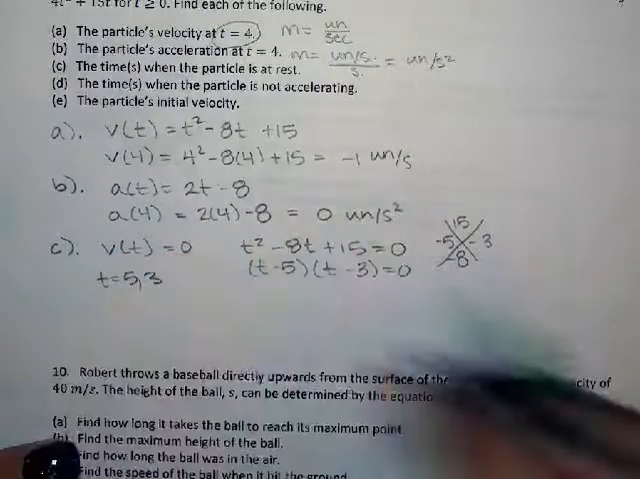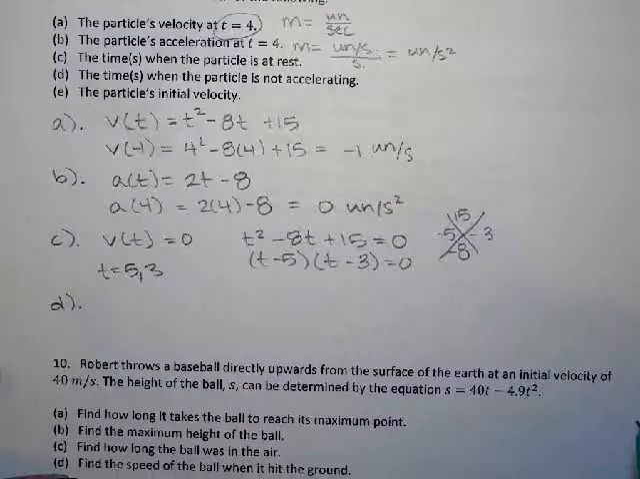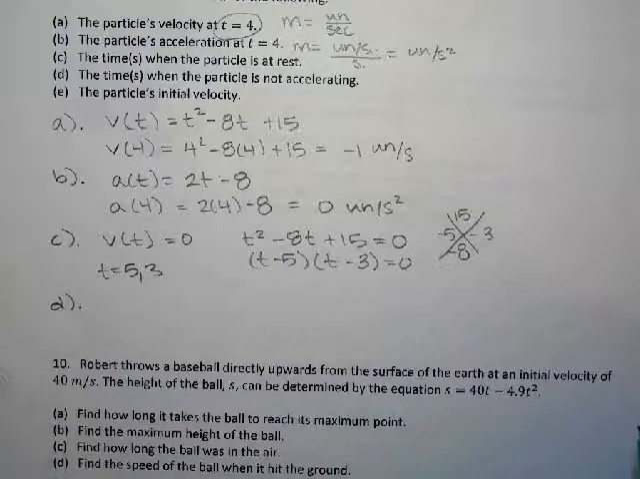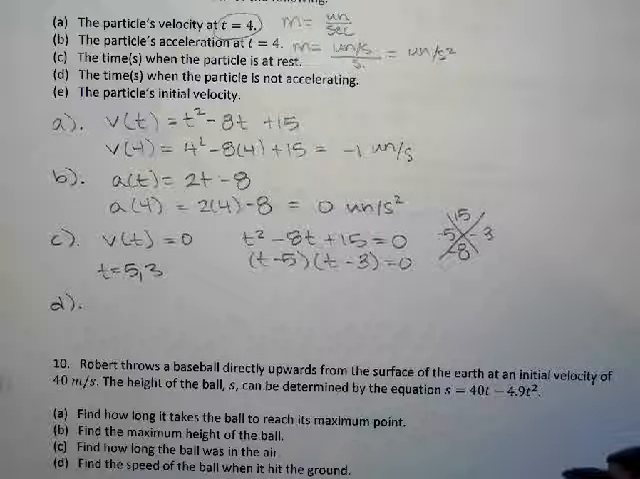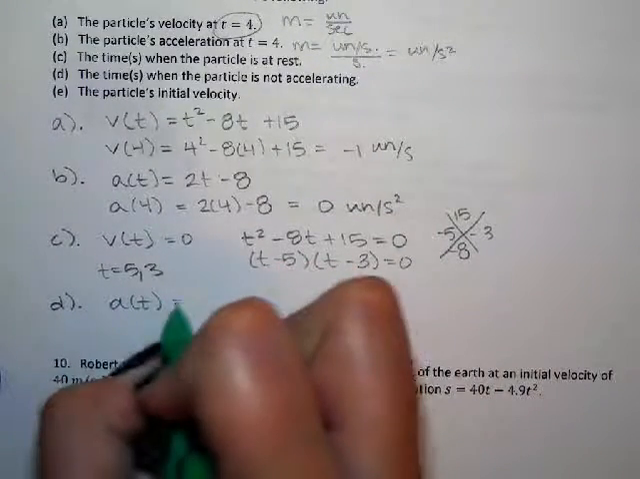What about when the particle is not accelerating? Is that 4? How do you know? Because the acceleration at 4 is 0. So that's when we would take A of t, set it equal to 0, which is at t equals 4.